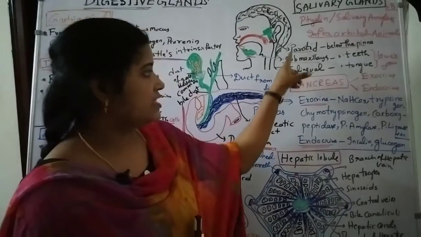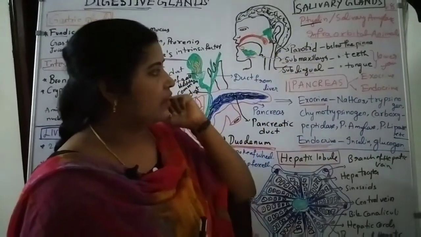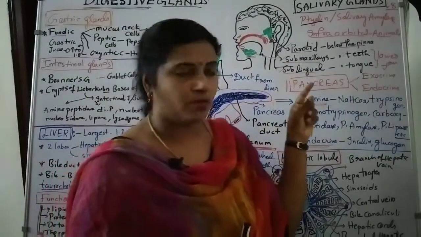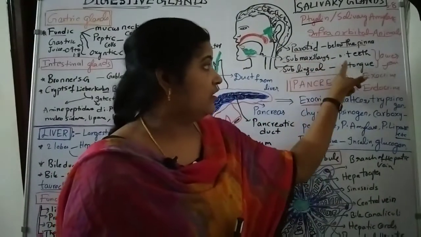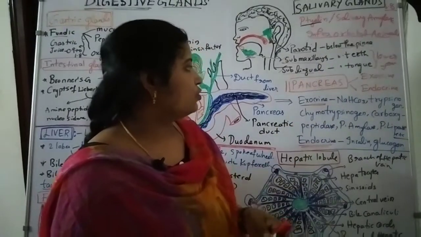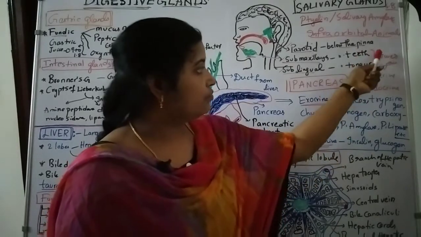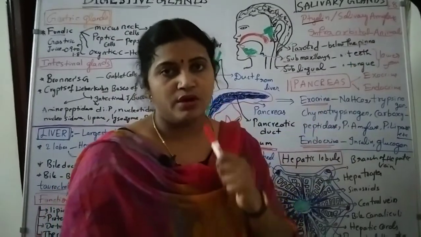3 pairs of salivary glands: parotid, submaxillary, sublingual. Parotid is present below the pinna, and then submaxillary and sublingual are present below the teeth. Maxilla means teeth. Sublingual is below the tongue. So both are present in the lower jaw.